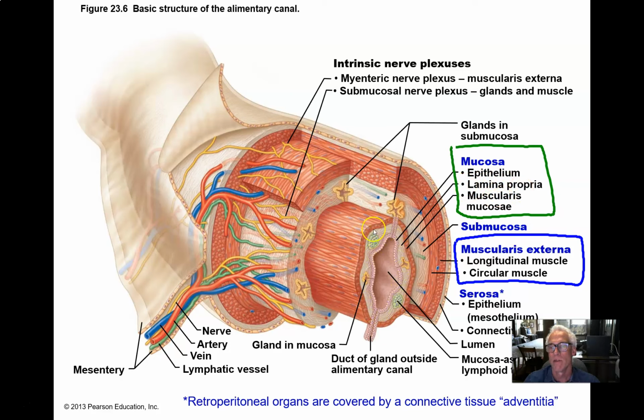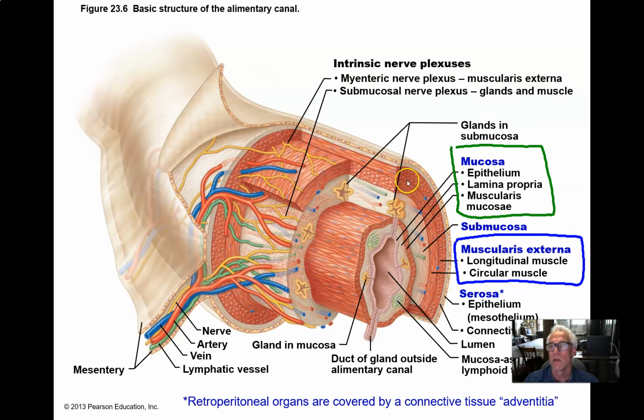We always have areolar connective tissue under epithelia, always. And in this case, it just has its own special name, the lamina propria. Then we have a thin layer of smooth muscle called the muscularis mucosa. So all those things are part of the mucosa. Then we have a connective tissue layer called the submucosa, essentially like more areolar connective tissue with blood vessels and glands and so forth in it, and lots of neurons. And in the submucosa is the submucosal nerve plexus, part of the intrinsic nerve plexus or enteric nervous system.